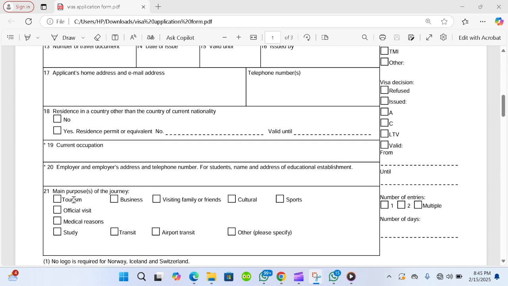Number 21, main purpose or purposes of the journey. You have tourism, business, visiting family or friends, cultural, sports, official visits, medical reasons, study, transit. Here they basically want to know the main purpose of your travel, and obviously you are going for studies, so you go ahead and tick study.